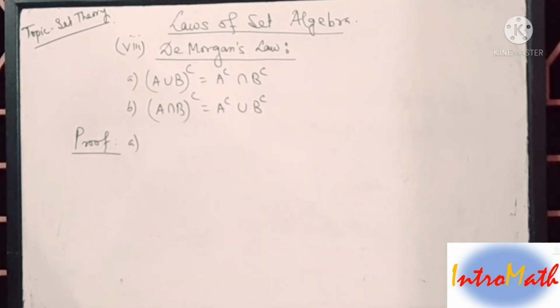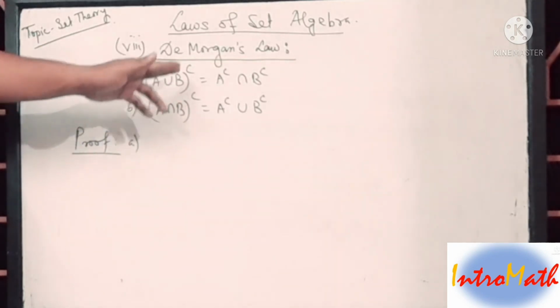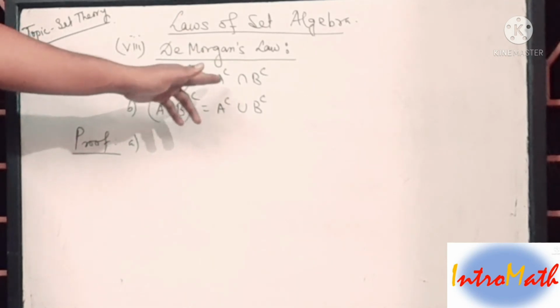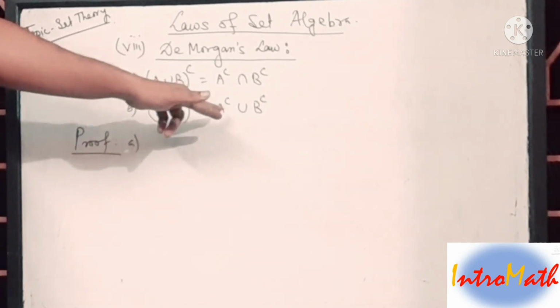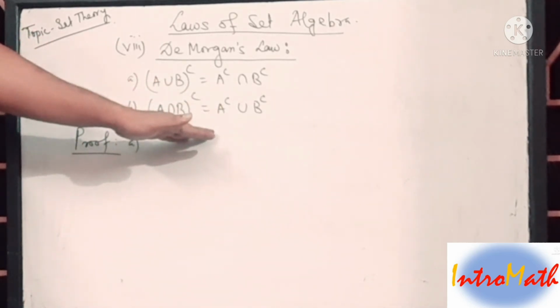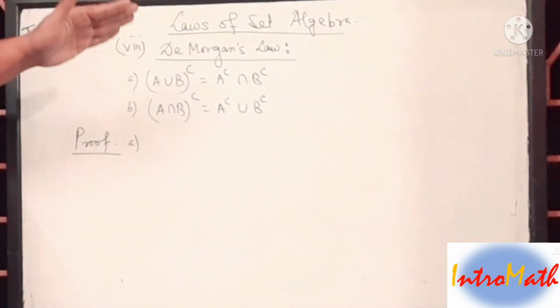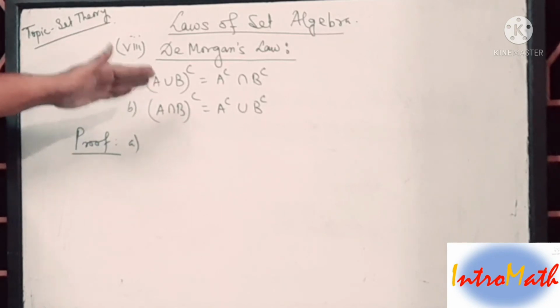Now the most important law in set algebra, I think, De Morgan's law. De Morgan's law states that (A union B) whole complement is equal to A complement intersection B complement, and (A intersection B) whole complement is equal to A complement union B complement. I am proving the first one. The second one is your homework. Also you will prove it by Venn diagram as your homework.